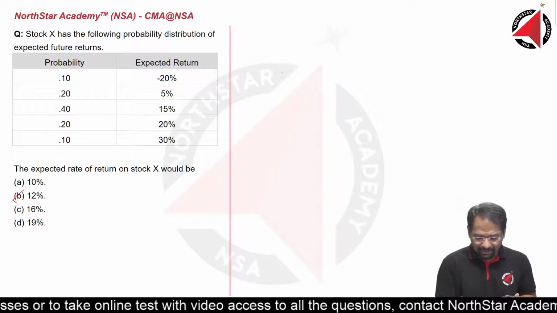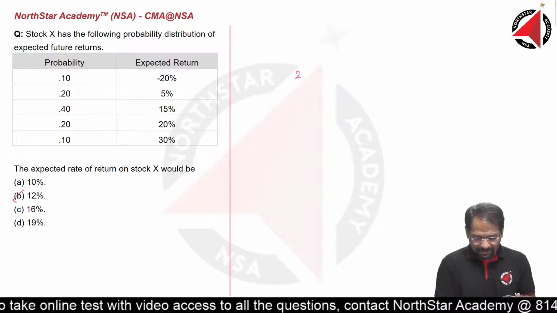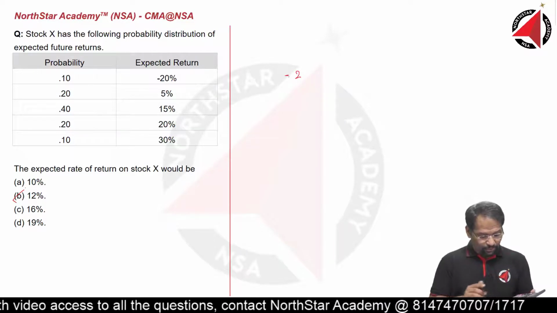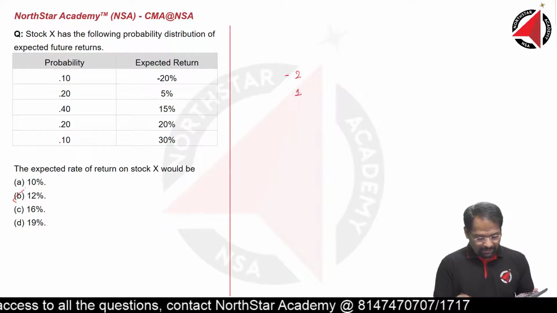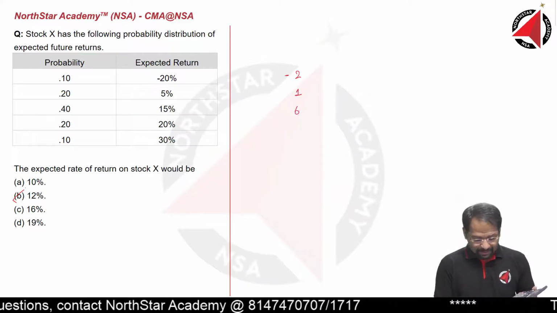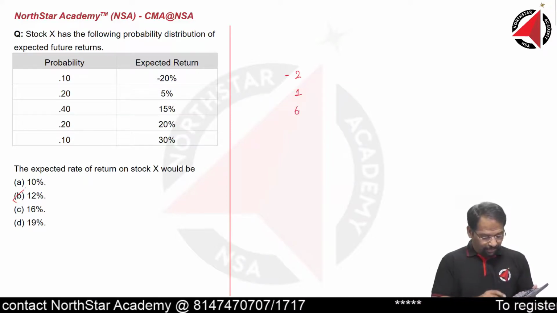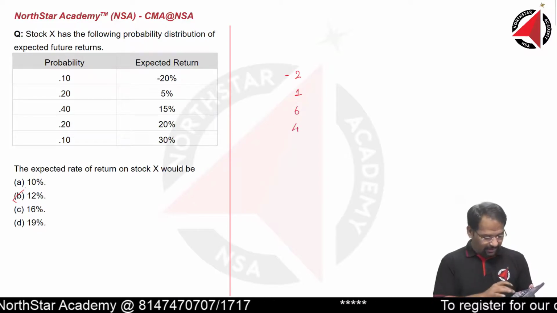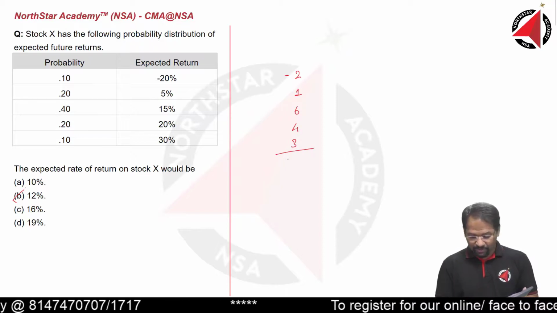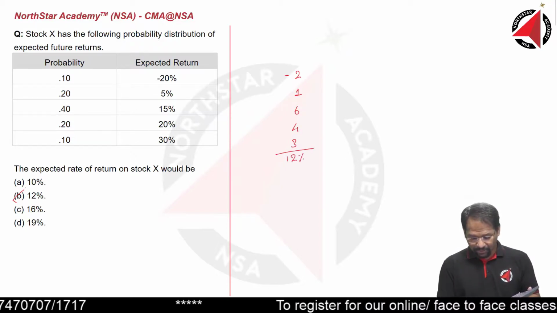So negative 20 multiplied by 0.1, so it will be how much? Negative 2%. 5 multiplied by 0.2, so it is 1%. 15 multiplied by 0.4, we get 6%. 20 multiplied by 0.2, we get 4%, and 30 multiplied by 0.1, we get 3%. And when you sum it up, you get 12%.